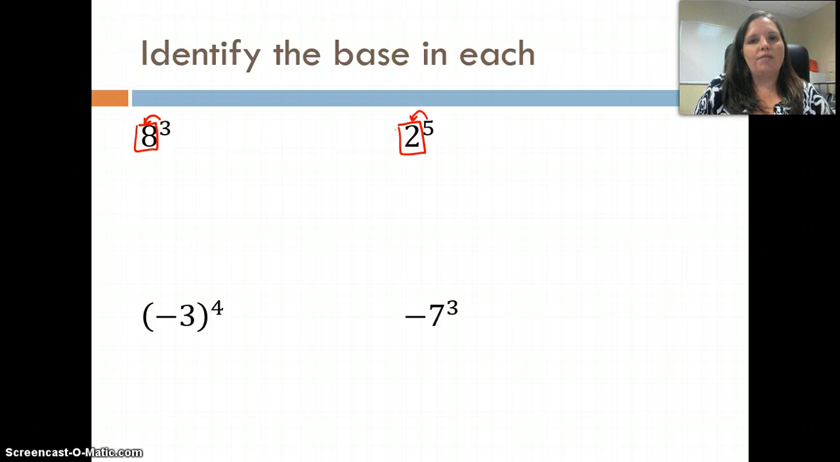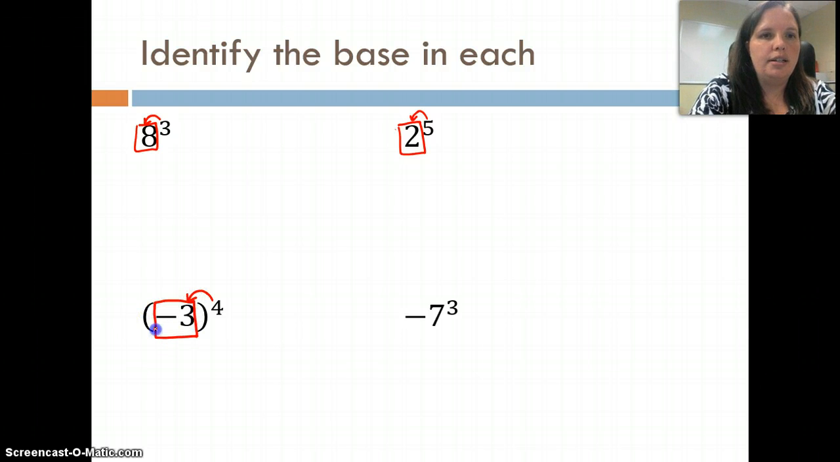So what we really need to think of on the next 2 examples here, both that have negatives, is there a difference between using parentheses around that -3? What if there weren't parentheses? And the answer is there is a difference. When we look at the base on this with parentheses, the base is this entire number. It's -3. So when we're simplifying this, we're going to say, okay, -3 is what's being repeated as a factor.